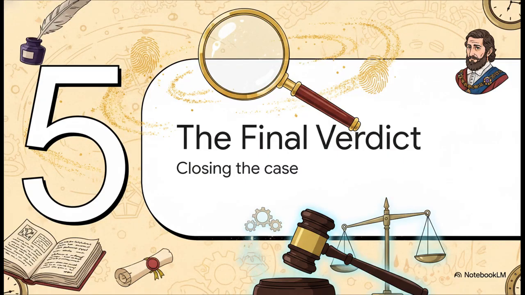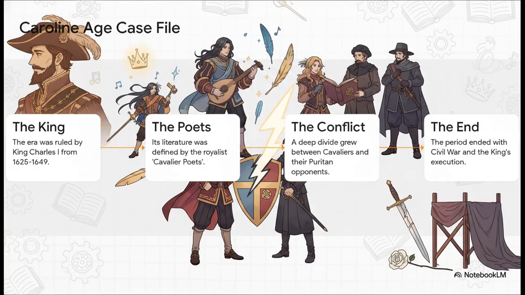So, we've followed the clues, we've established the time, we've identified the main characters, and we've uncovered the huge conflict that defined their entire world. I think it's time to put it all together and finally close the case on the Caroline Age. So here it is, our final report. The Caroline Age was the period of King Charles I's rule. Its literature was totally dominated by the Cavalier poets, those royalists who wrote with such style and elegance. But this entire era was shaped by the escalating conflict between those Cavaliers and their opponents, the Puritans, a conflict that ultimately led to the tragedy of the English Civil War and the execution of the very king this age was named after.